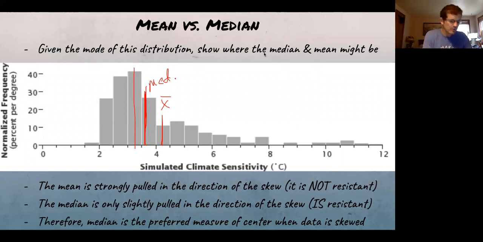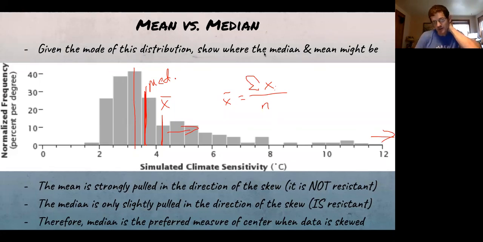And you can see when you think about what the mean is, your X bar is going to be the sum of all your X values divided by the number of data points. And so if you have one data point on this distribution, if we had a climate sensitivity of 20, which is way off the charts, right? But if we had 20, then that would throw off our mean big time. We'd have to add that in and divide. And that would cause our mean to be pushed over way further. But the median might only tick over just a little bit, because we added one more data point, so we just need to move the median over by 1. So the median is resistant to the direction of the skew, but the mean is not. It's going to move more. And you can see the very last note there. The median is a preferred measure of center when the data is skewed. All right, any questions on that?